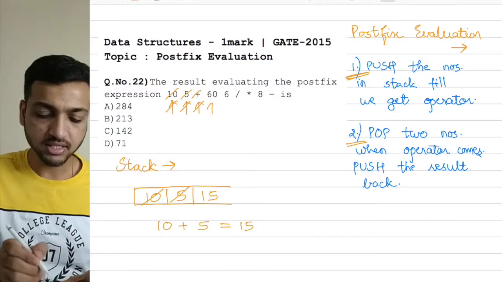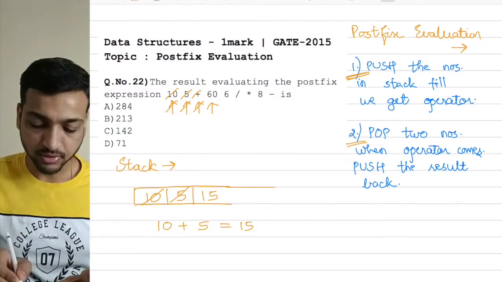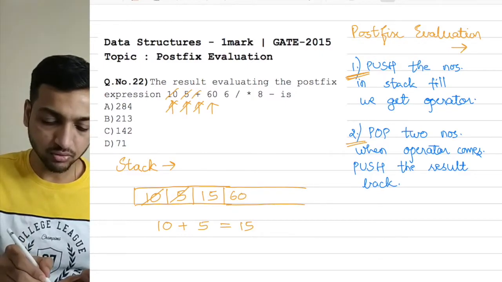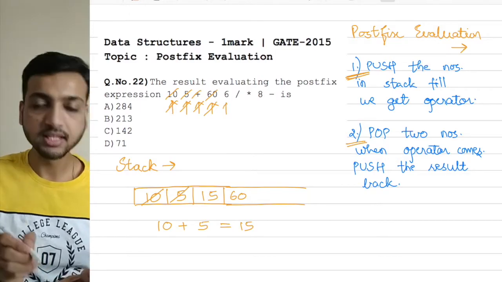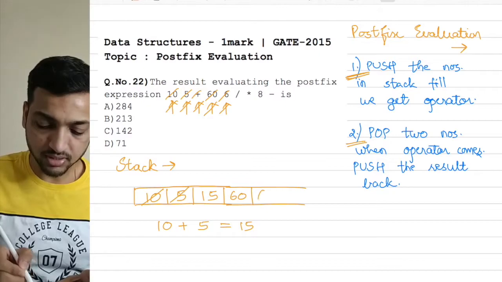Now the next thing we see is again a number. Whenever we see a number, push it back into the stack. So let me grow my stack here. Okay. So the next number is 60. Okay. Then we go next. Next is again a 6, a number. So it goes back into the stack. So 6 goes back into the stack.